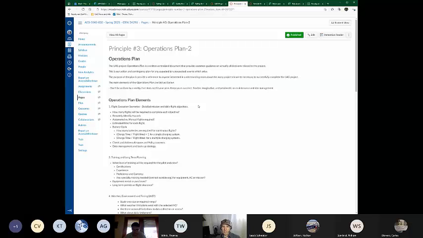Principle 3, the operations plan. Here I want to try to avoid some confusion. We're talking about principles of the project, which define the sort of project plan, all right? There are 4 major components in the project plan.